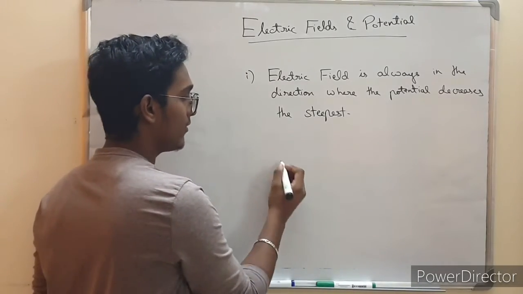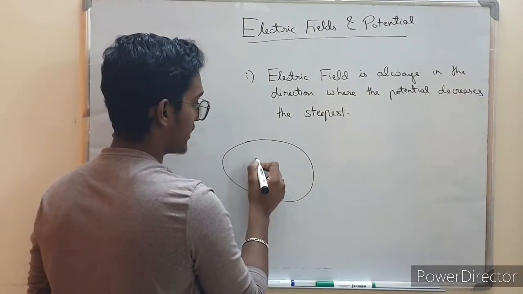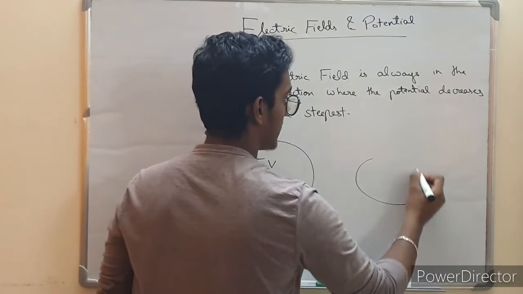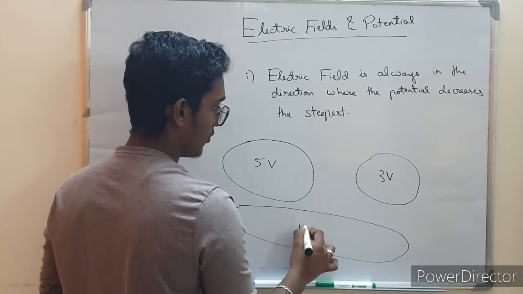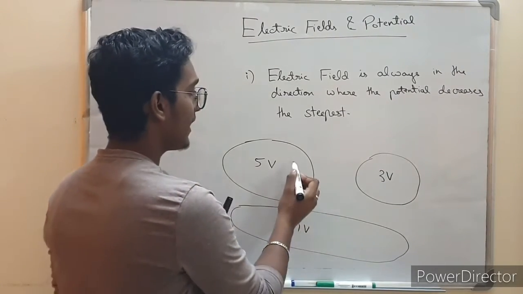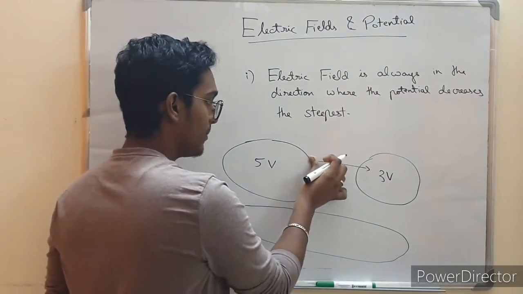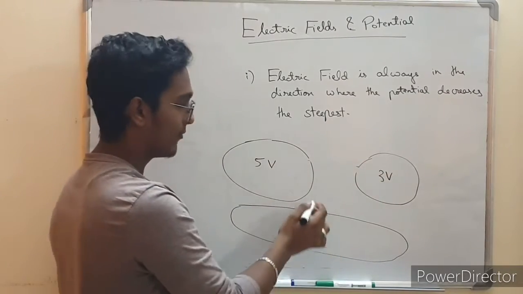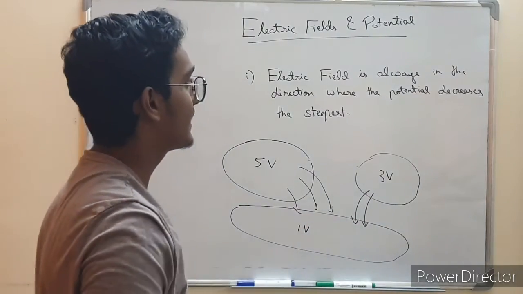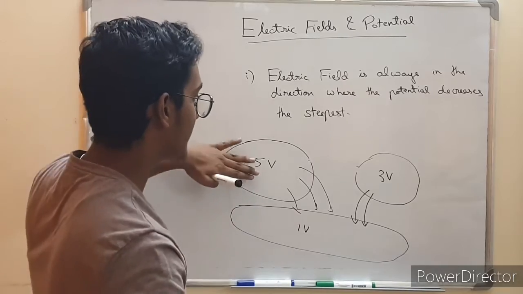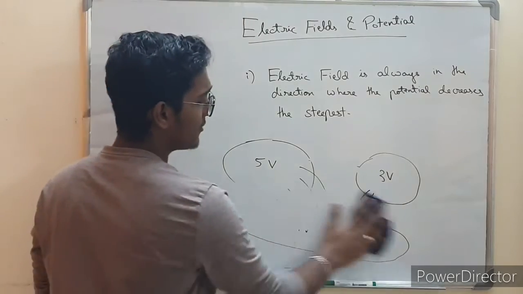Like for example, let's say you have a region over here. This part of the region has a potential of 5 volts. This part has a potential of 3 volts. And this entire part has a potential of 1 volt. So what would happen is, you can't expect the direction of electric field lines to be in this way. Instead, both of them would give electric field lines toward the 1 volt in this direction. So that is what the first point says. Electric field lines are always in the direction where the potential decreases the steepest, the highest difference. So that's the first point.